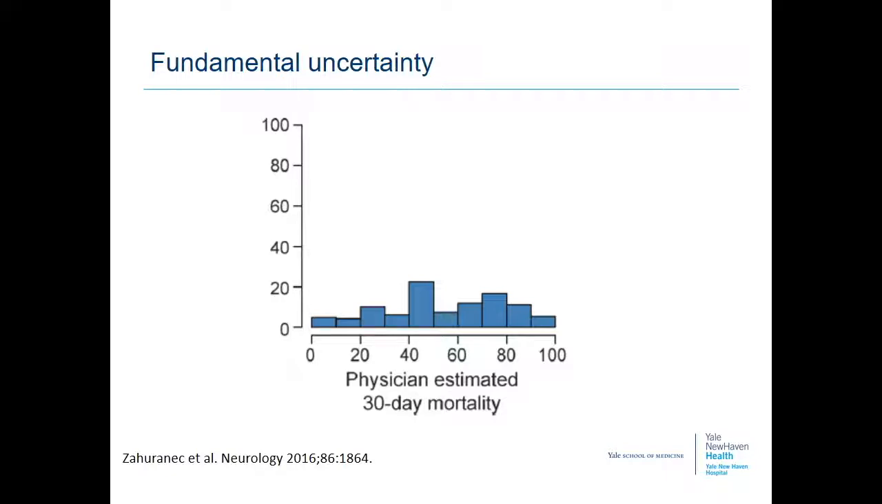So for the vignette that you saw on the last slide, here's what Darin's group found with regards to the answers to the first question about 30-day mortality. Here you can see the range of responses that physicians gave with respect to this question in this particular patient. And you can really just see that the responses are all over the map with regards to how well they thought this patient would do.